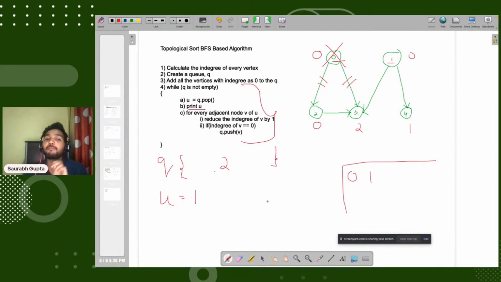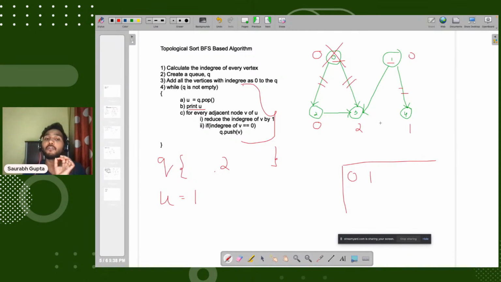Now after I have put 1 into the topological sort order, I will see what are the dependents of 1. That means what are the adjacent vertices of 1. So the adjacent vertices of 1 are 3 and 4. Okay, now I'll go to them one by one. So the first adjacent vertex of 1 is 4. I can go to adjacent vertices in any order, right? It is not mandatory that I should go to 3 first and then 4 later. The order is not mandatory, right? So now I'll go to 4.